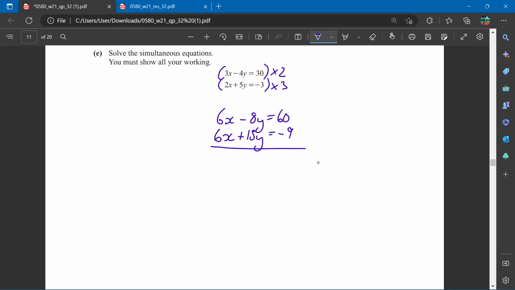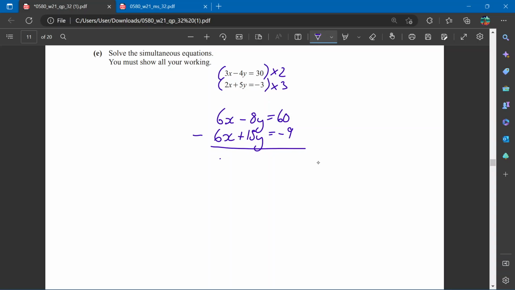Okay, now we need to decide if we're going to add or subtract. Remember, we want to get rid of the x's in this case. So if we're going to add them, 6x plus 6x is 12x. That's not going to work. We haven't got rid of anything. So in this case, if they have the same sign, they're both positive, we're going to subtract them because 6x minus 6x is nothing. It's 0. We have eliminated the x's, which is awesome. That's what we wanted to do.